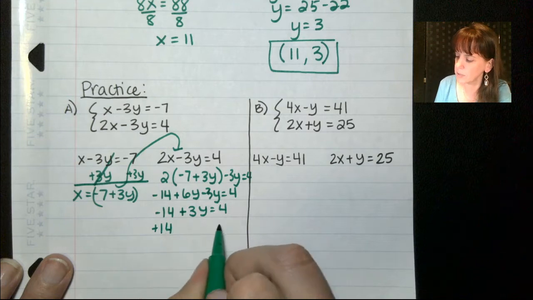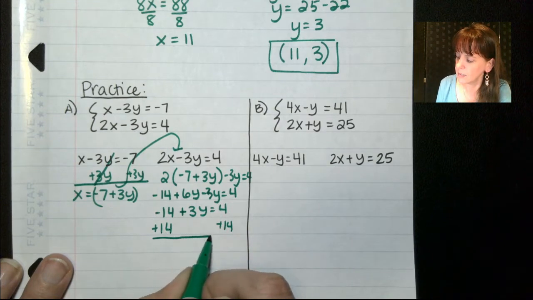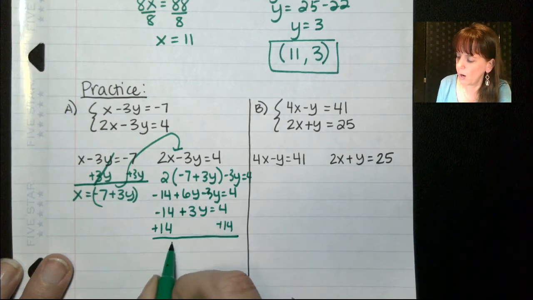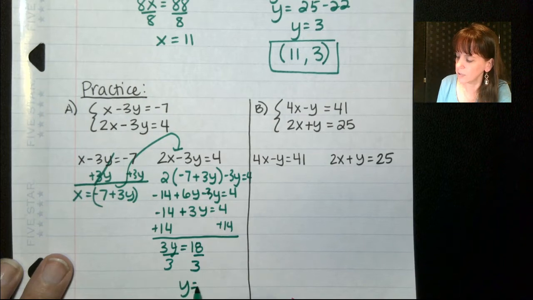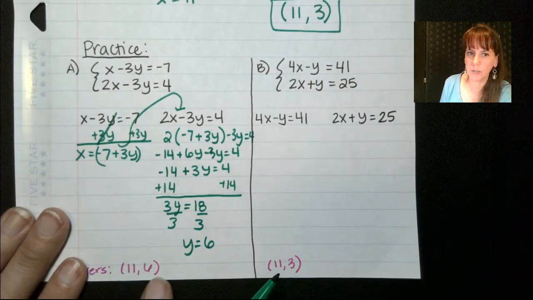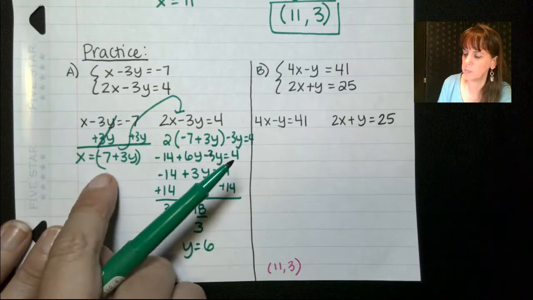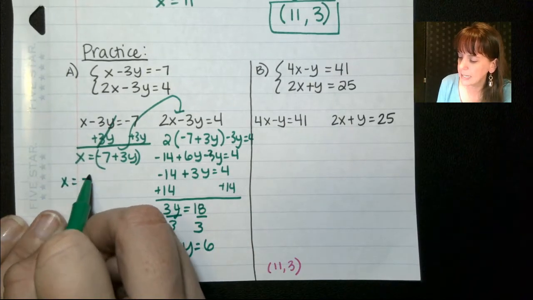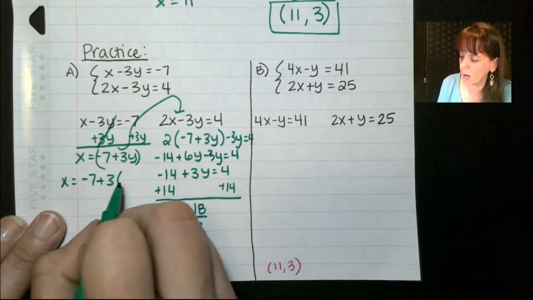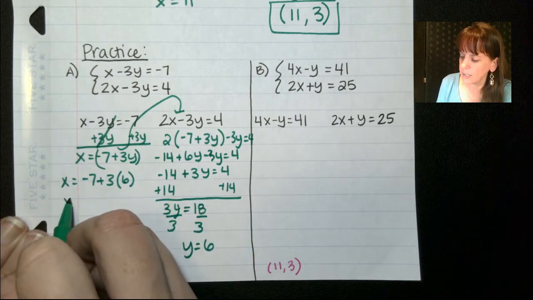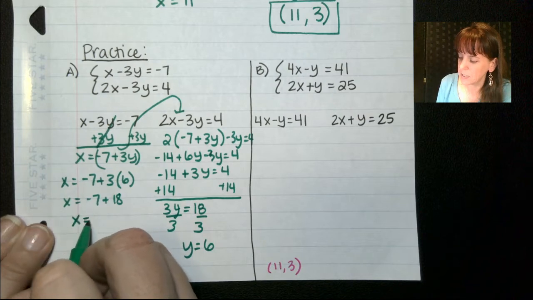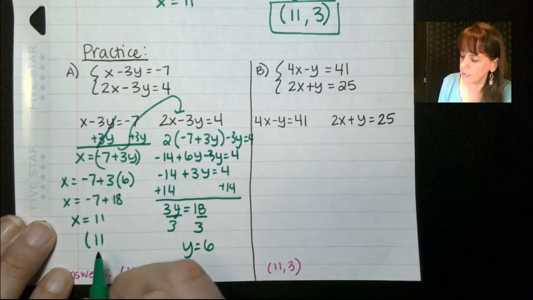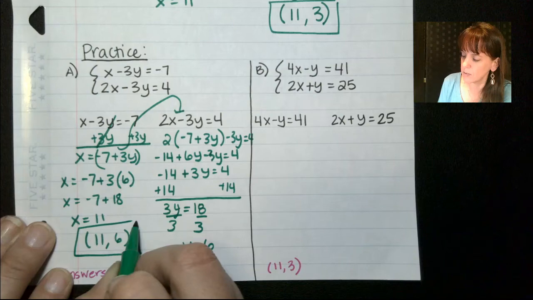Add 14 to both sides. I get 3y equals 18. Divide both sides by 3. I get y equals 6, and phew, that's part of my answer. So we're on the right track. Take that y, let's plug it in over here. So x equals negative 7 plus 3, and instead of y, we're going to put 6. So x equals negative 7 plus 18. So that means it's going to be x equals 11. And so my answer should be 11 comma 6, which is what we have right here.